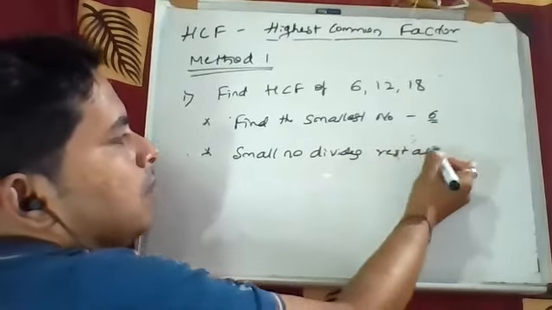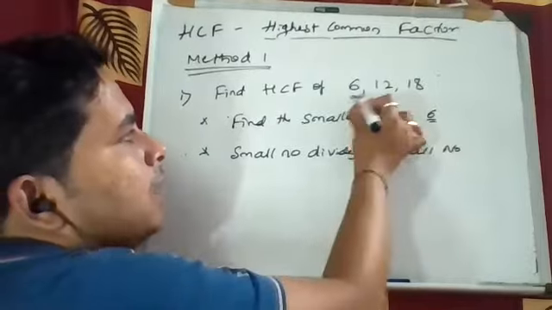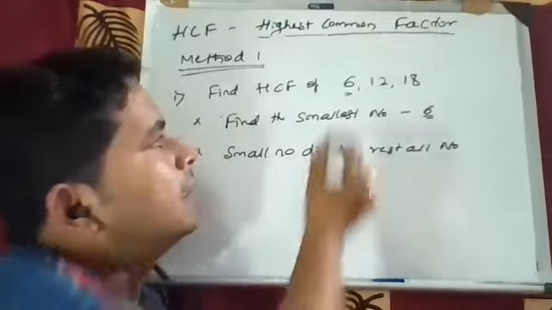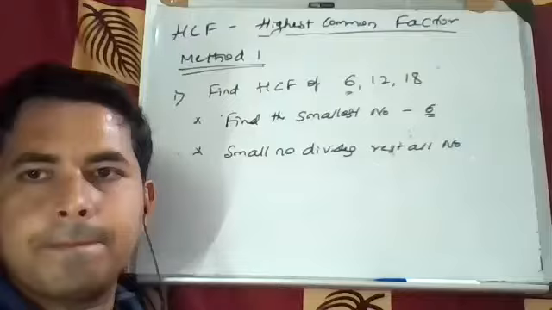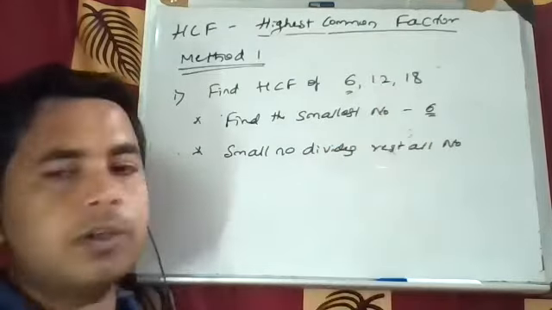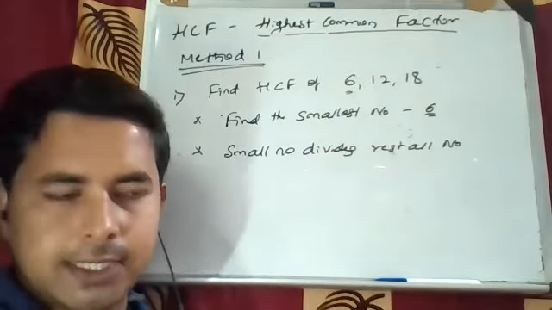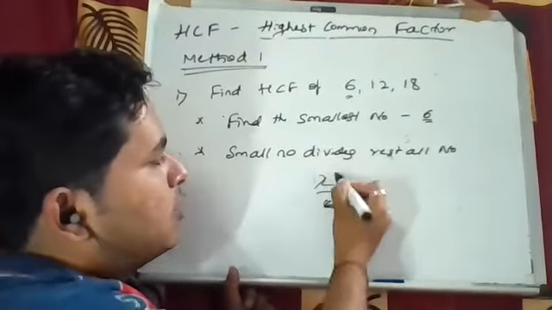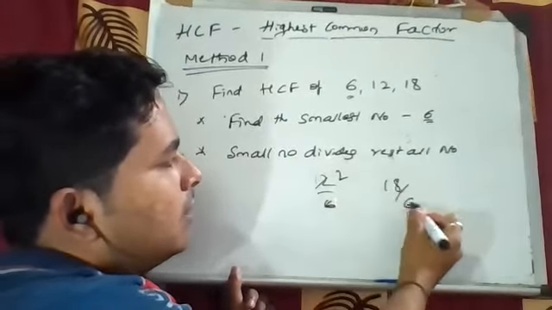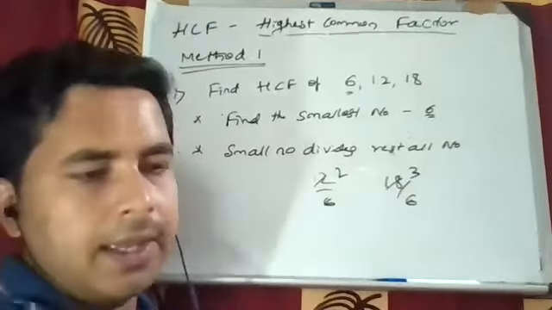Rest all numbers. So what did we get now? The small number, you know here. This is a small number. Then what to do? We have to check whether my 6 divides 12 and 18. So my 6 can divide: 6 2s are 12 and 6 3s are 18.